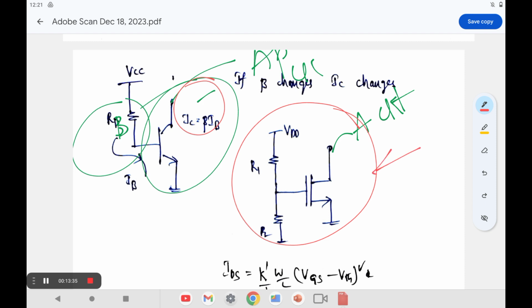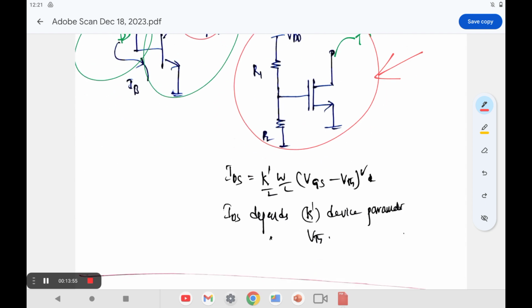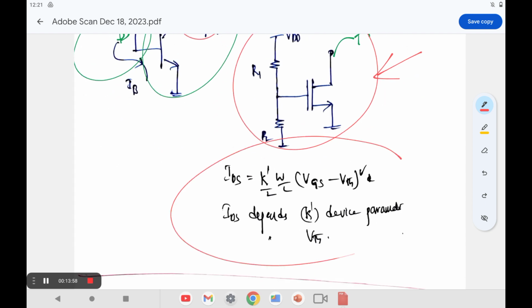At the same time, in case of the MOSFET also, we are using some voltage divider network, R1 and R2. If there are any variations in the resistance values and biasing of the device, obviously there are changes in the signal and changes in the current also. In the MOSFET there is an equation: IDS is equal to K dash by 2 into W by L into (VGS minus VTH) whole square into (1 plus lambda VDS).